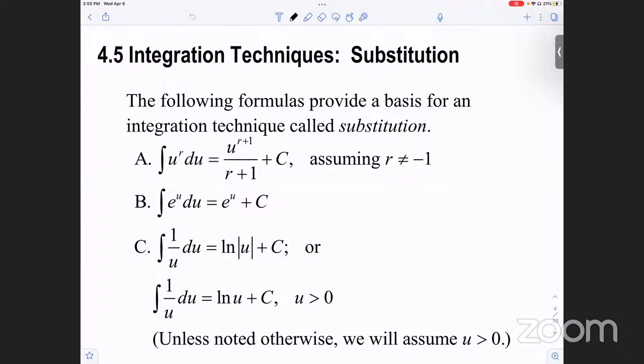So we have the following formulas that provide a basis for an integration technique called substitution. We have the integral of u to the power of r du, like x to some power. Then, usually if we have x to some power, you add 1 and divide by r plus 1, plus some constant, assuming that r is not equal to -1. For -1, we would have a natural log, like this one. A recap.